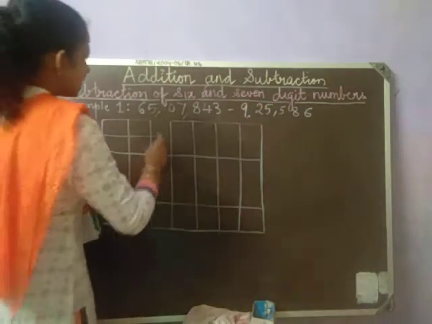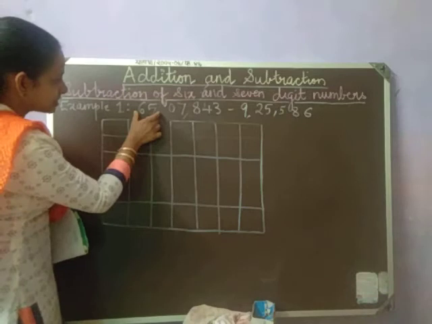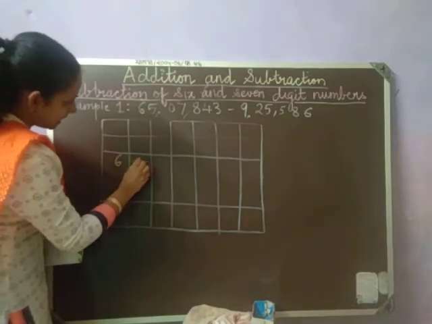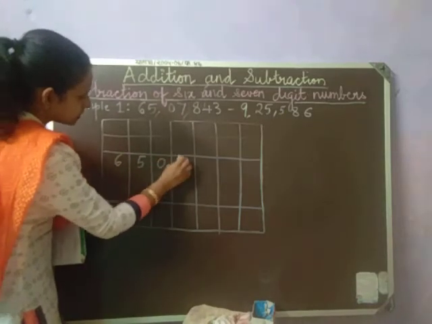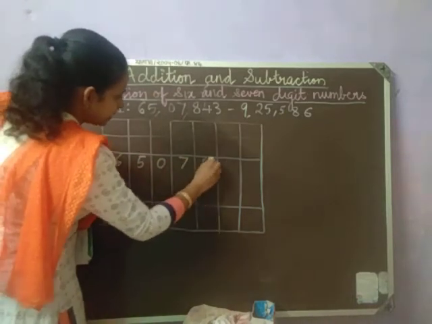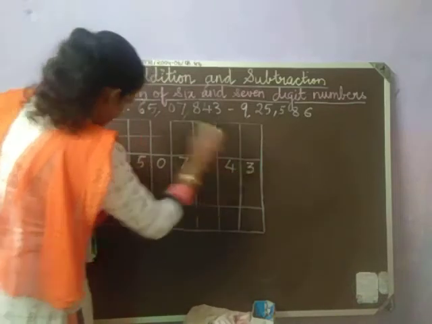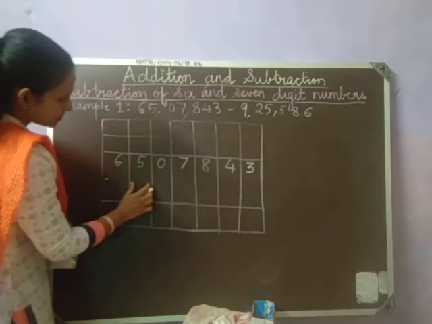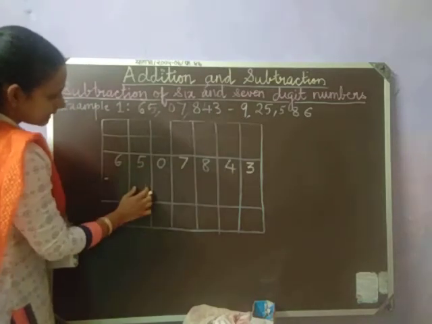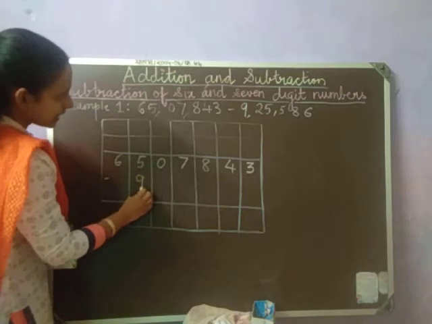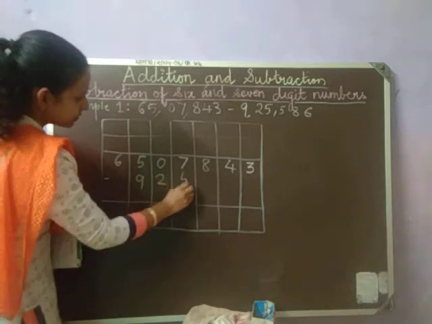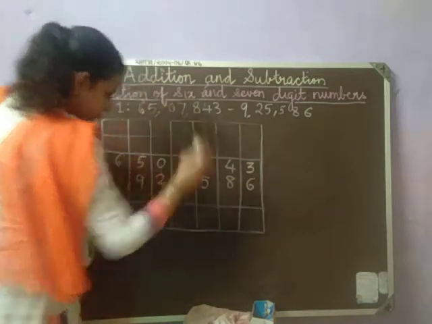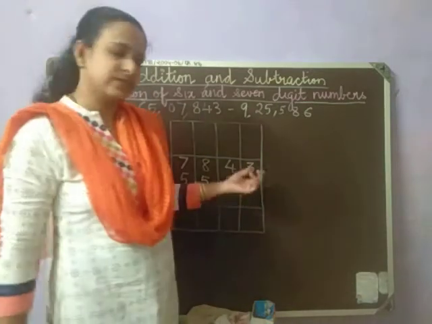So let us write down the numbers now. Since it is 7 digit numbers, I have made 7 columns here. So it is 65 lakh 7,843 minus, since it is 6 lakh, I am going to start 9 below lakh, that is 5 lakh, 9 lakh 25,586. So usual subtraction we will start with.